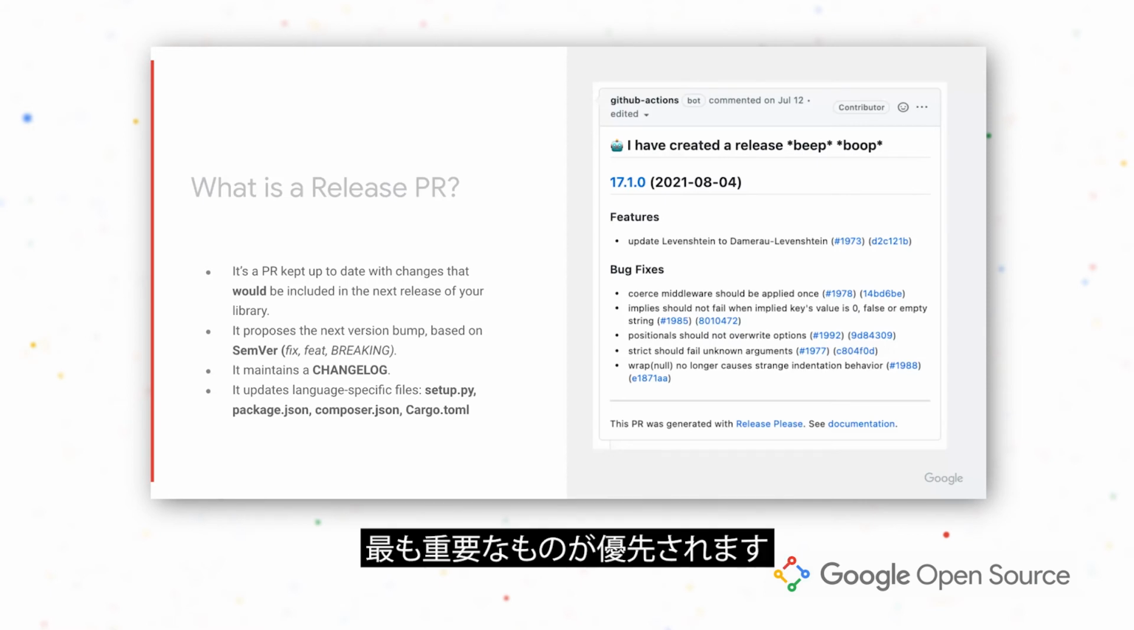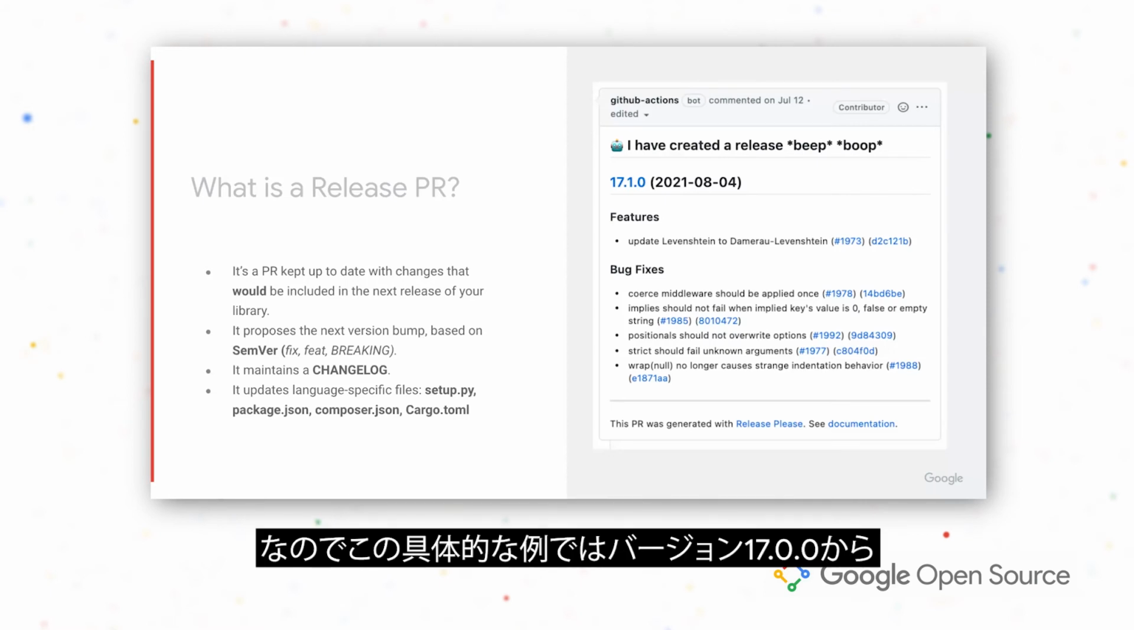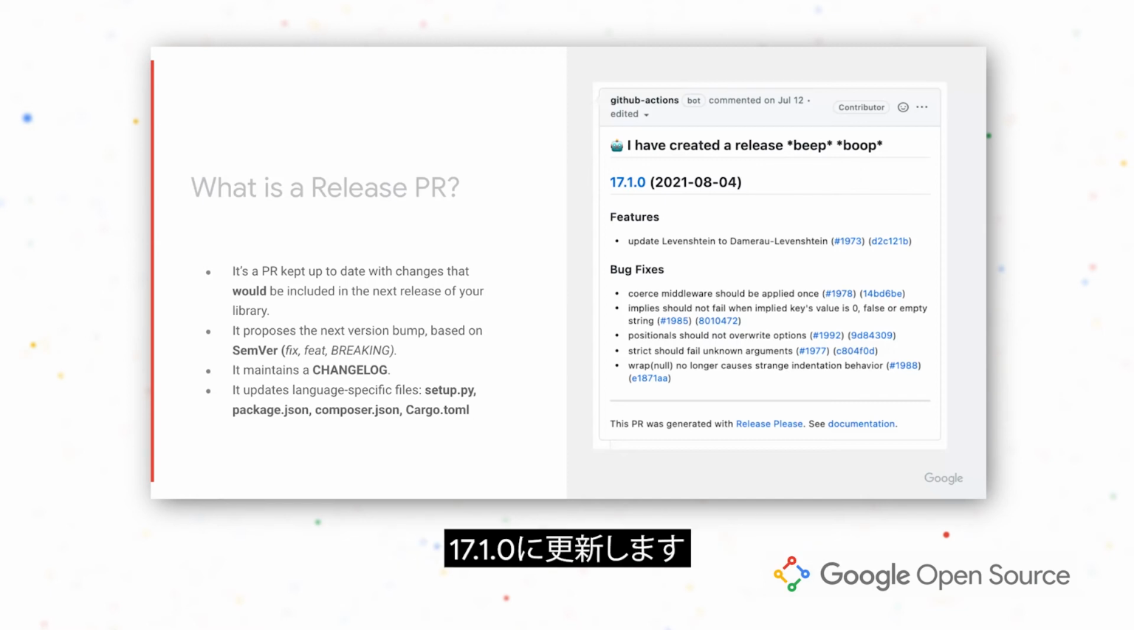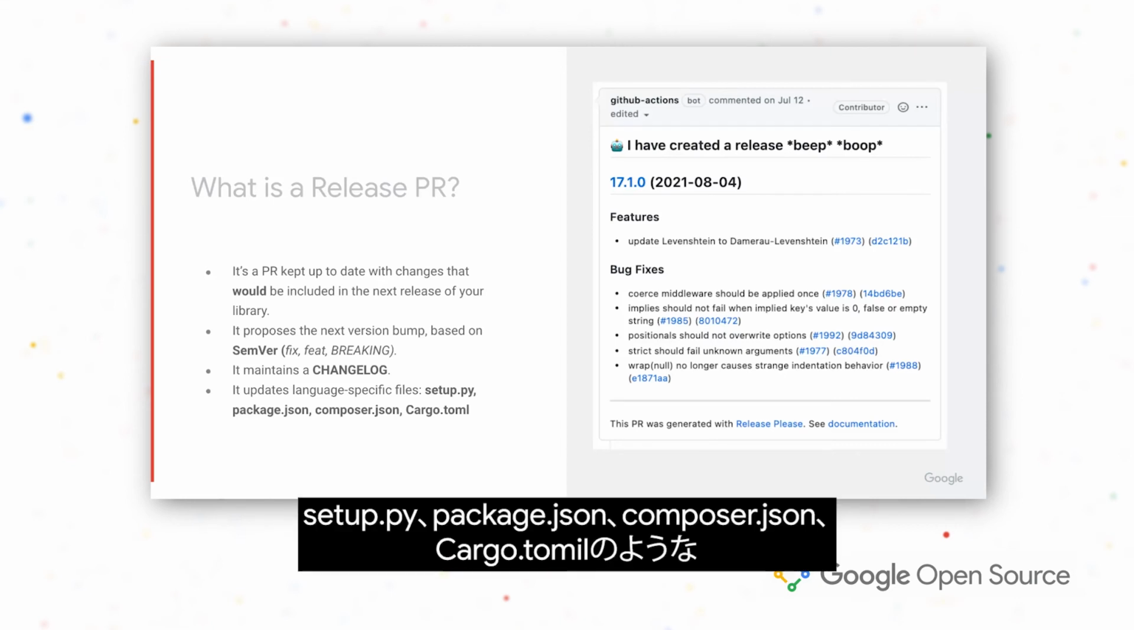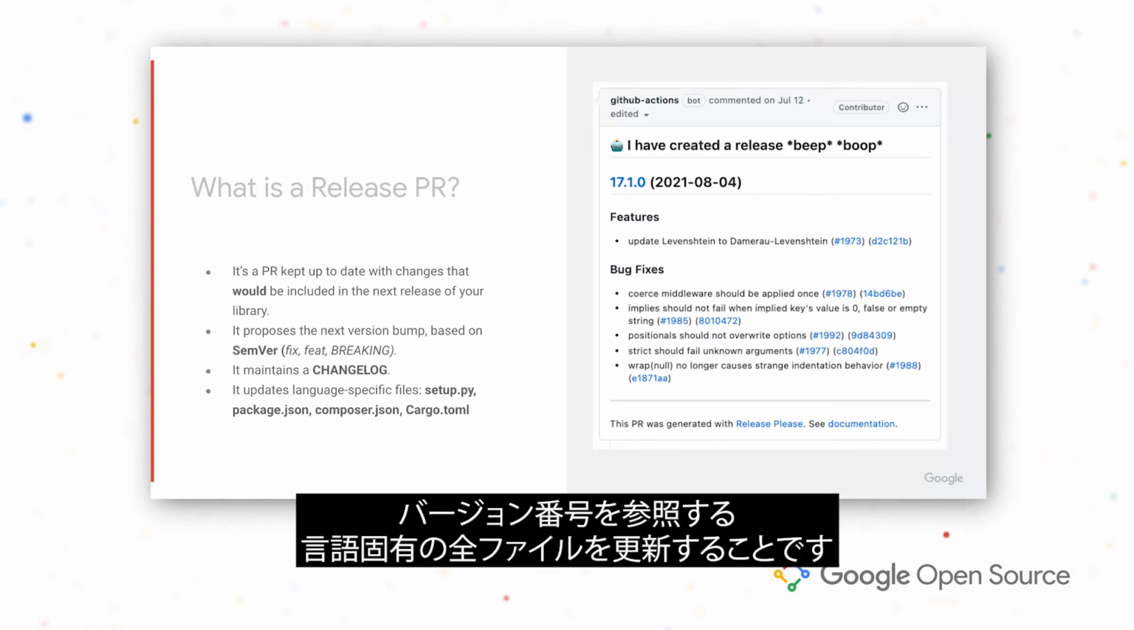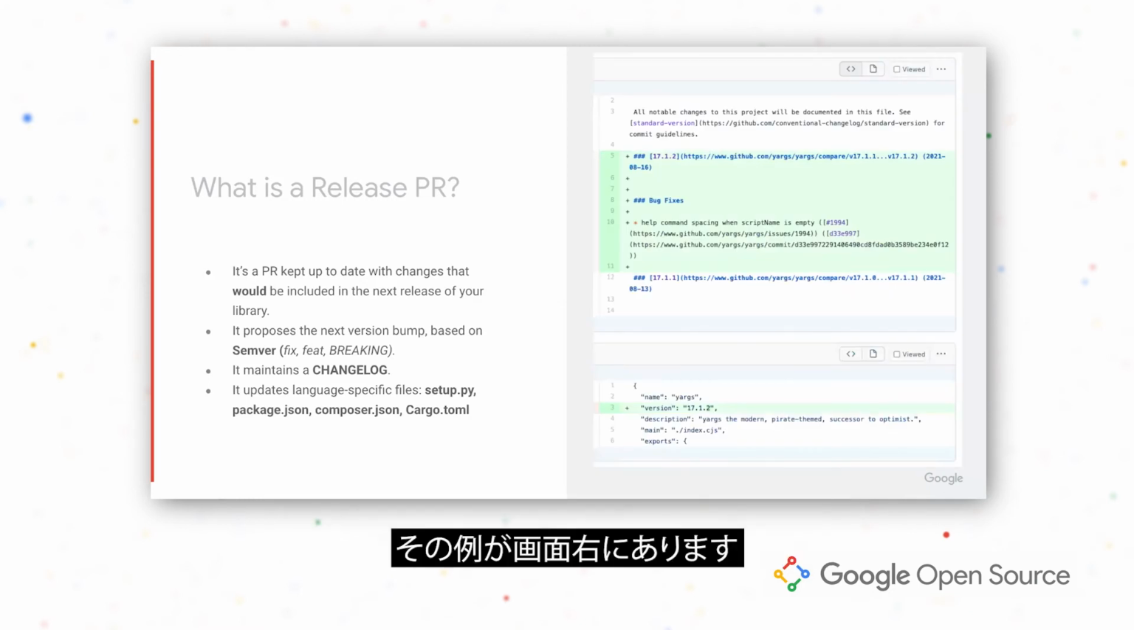The most significant thing takes precedence, so we're going to update it from version 17.0.0 to 17.1.0 in this specific example. Some other nice things that Release Please does for you is it maintains a human readable changelog, and it also updates all the language-specific files that reference the version number, such as setup.py, package.json, composer.json, cargo.toml. And here's an example of that happening in the right hand here.